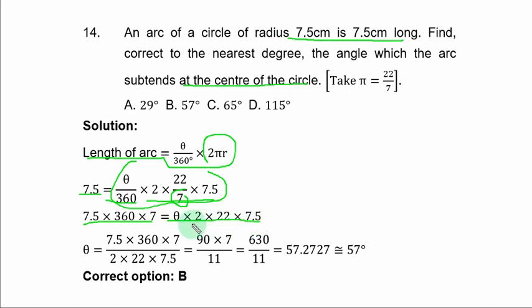To get theta, divide both sides by this term. So you have theta equal to the left hand side divided by 2 times 22 times 7.5. If you reduce, you get this. If you multiply, you get this. If you divide, you get 57.2727. To the nearest degree, we consider 57. The next number is not up to 5, so round it down to 0, so you have 57 degrees. B is the correct option.